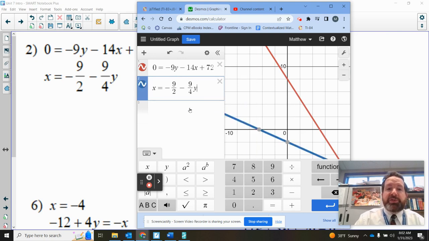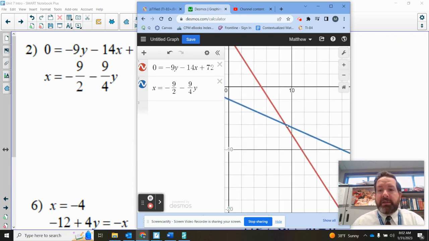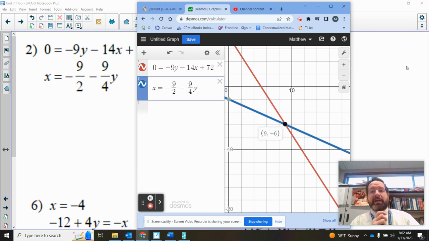Do make sure that you put your y at the end of the equation and not underneath. Otherwise, you're going to get curvy things that we don't want. Okay, and now we are just looking for where these two cross each other, and it's going to be right there. So my solution for the first one is the ordered pair 9, -6.